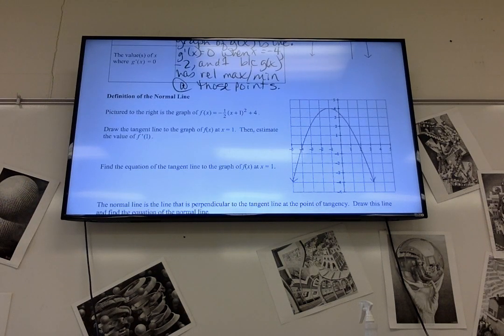Okay, next is the definition of a normal line. I wonder if it says it in here. So first, on the right, we have a parabola, and it gives us the equation to that parabola. We want to draw a tangent line to the graph of f of x at x equals 1, and then we're going to estimate f prime of 1.